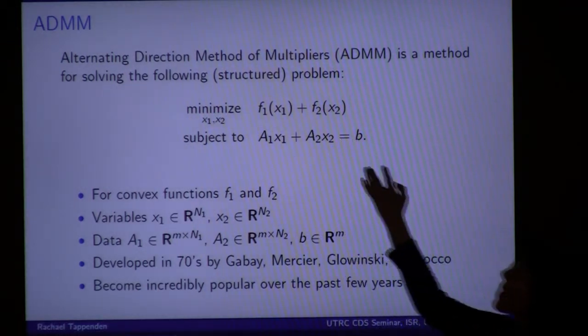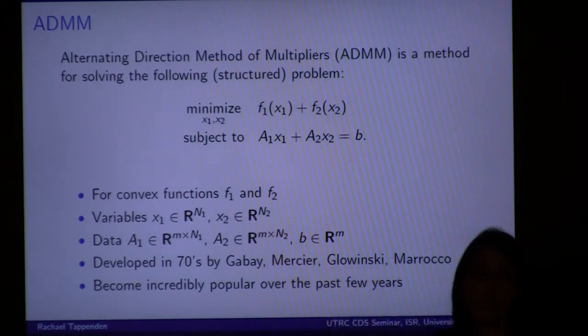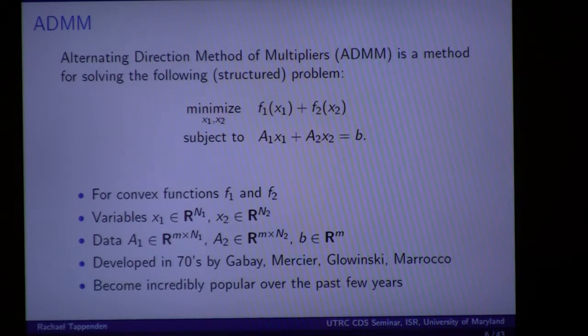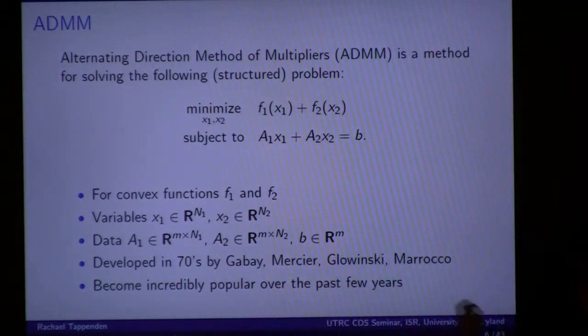So the alternating direction method of multipliers is an algorithm for doing this. It assumes that the functions f1 and f2 are convex. We have these variables x1 and x2. These are probably vector variables. And we have some data that's been given to us. These are matrices a1 and a2 and a right-hand side vector b.